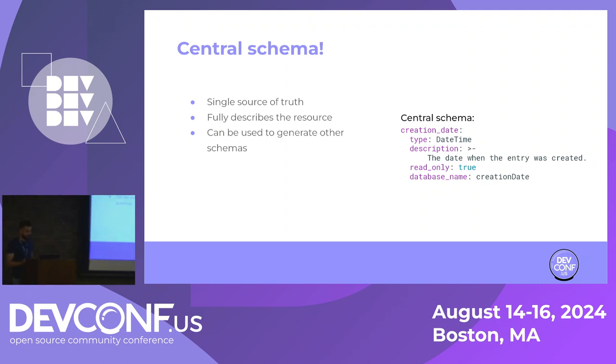It's called central schema. The idea is quite simple. We capture all the information into one specification, into one single source of truth. On the right side, you can see this example. You can see the representation of our datetime field in a central schema, containing basically enough information to generate all the schemas that we saw in the previous slide.